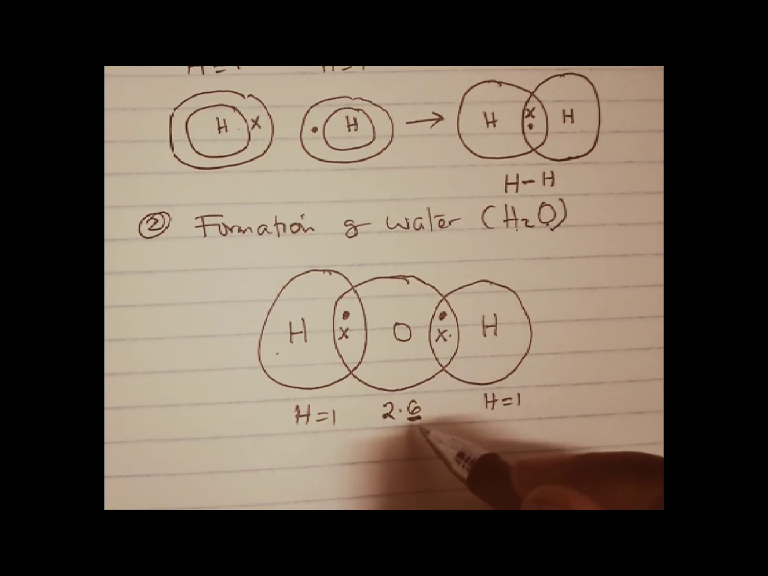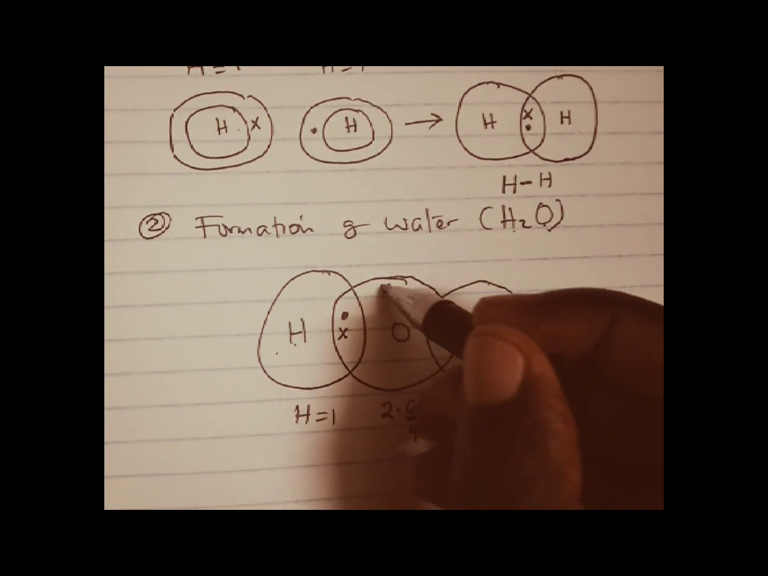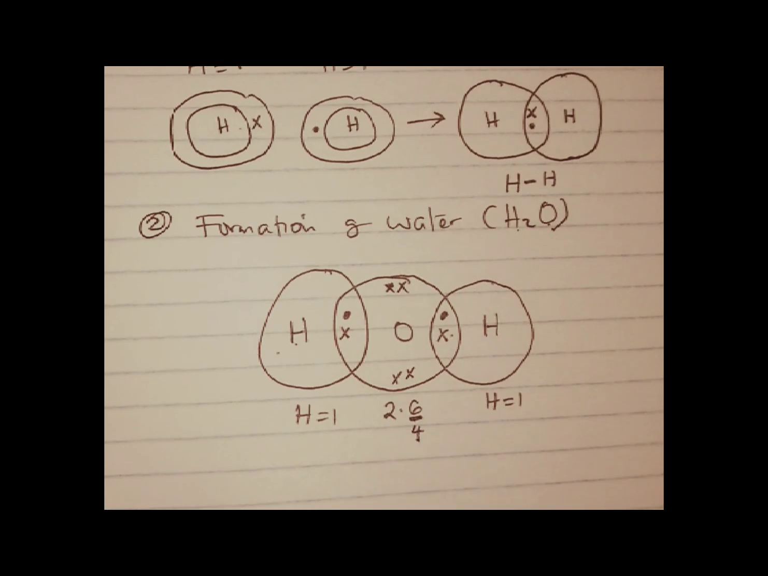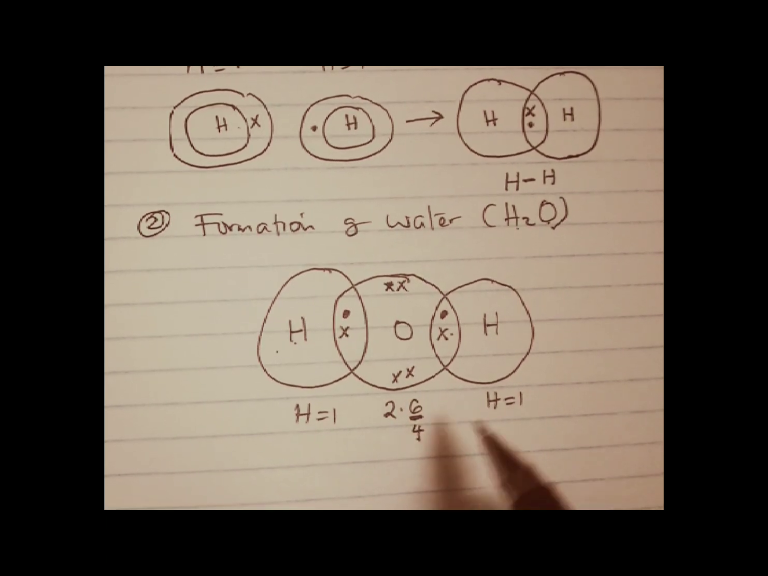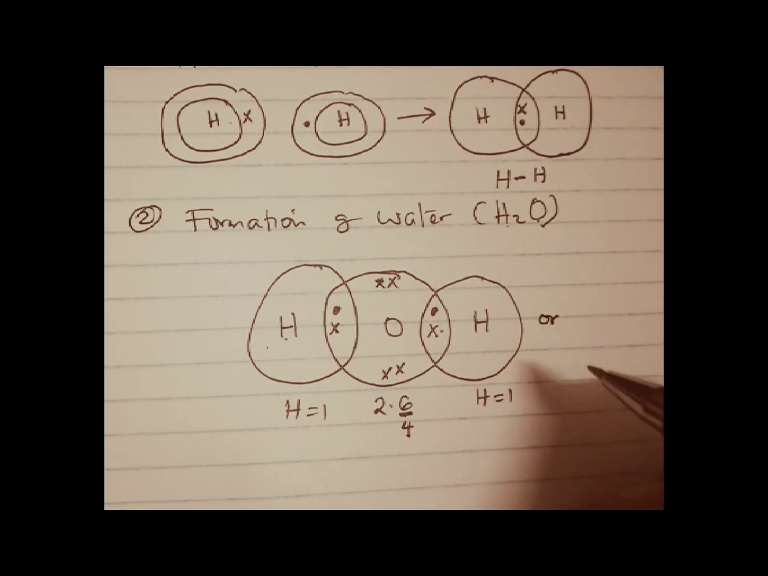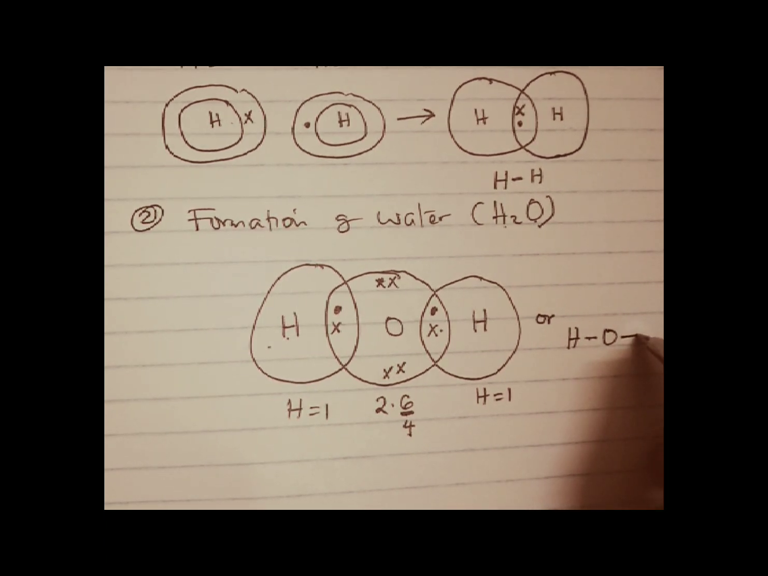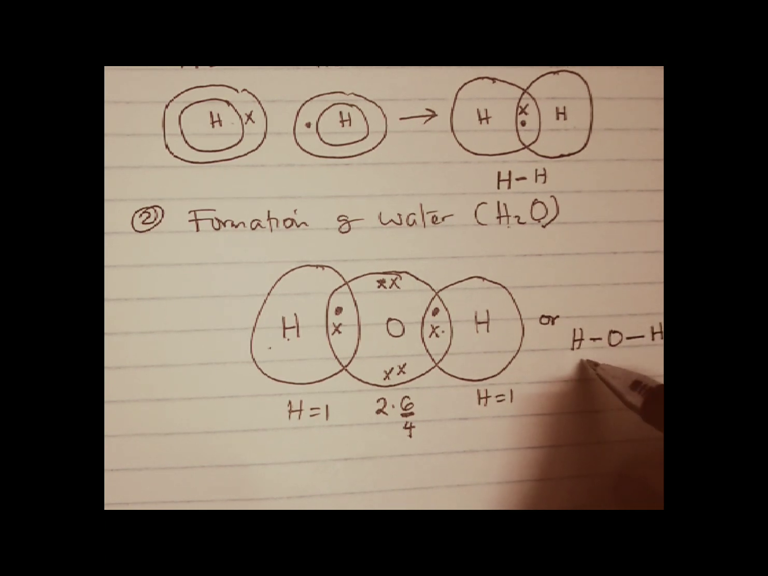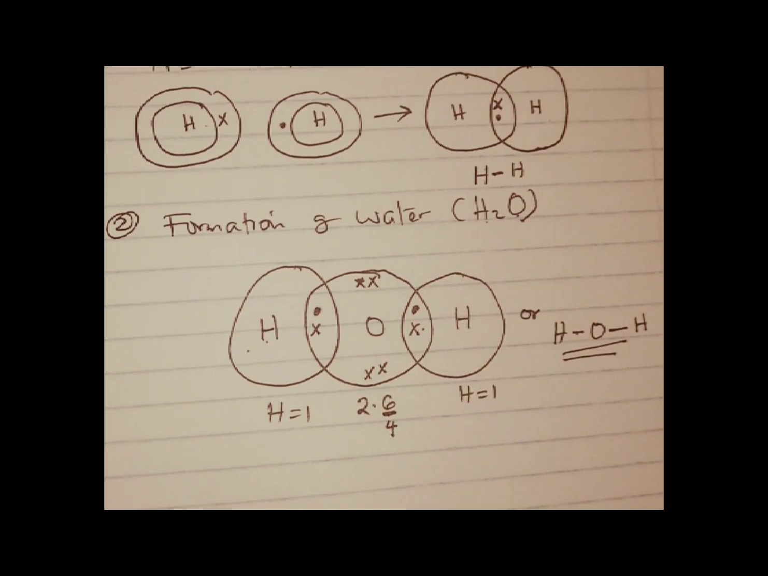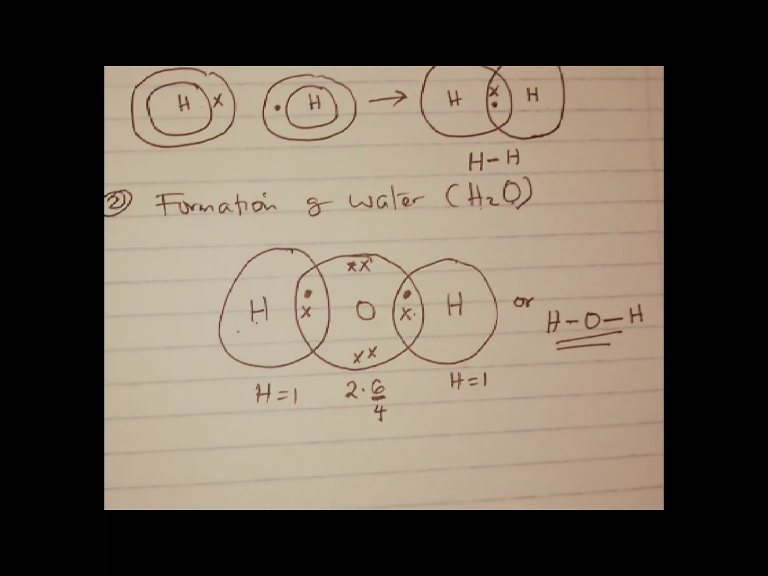And we need them to be 8, and therefore the remaining 4, after donating 1 here and another 1 here, you place them here so that oxygen is also satisfied, and that is how a water molecule is going to be formed, or how covalent bonds form. This can also be written as hydrogen bonding with oxygen by getting one electron, and also this oxygen bonding with another hydrogen, leading to the formation of a water molecule where the atoms are held together by covalent bonds.